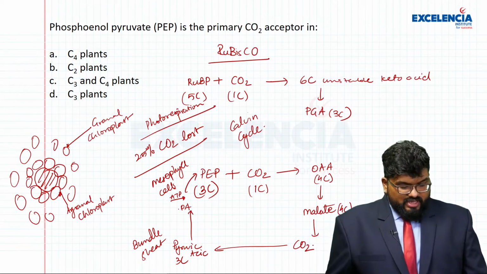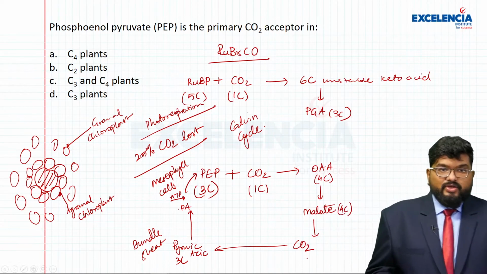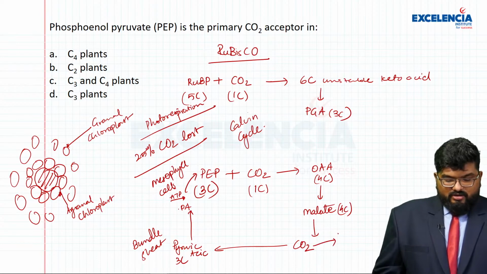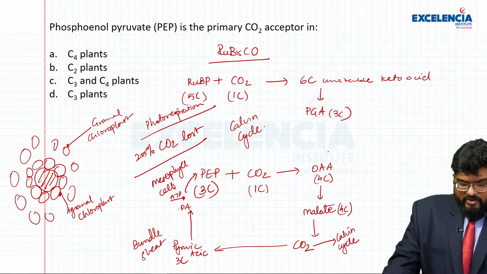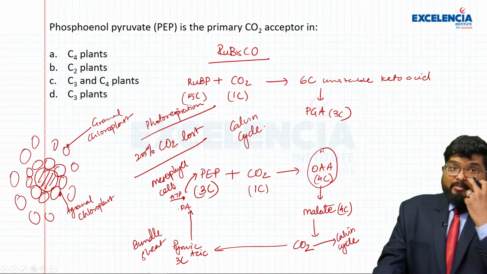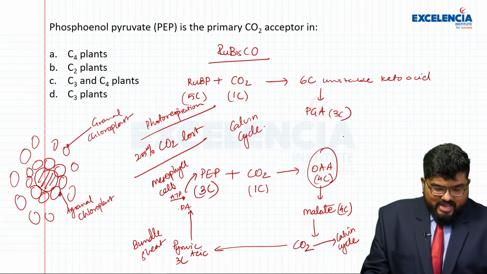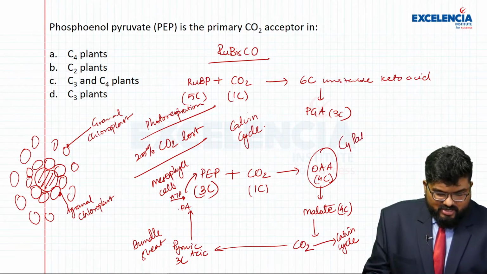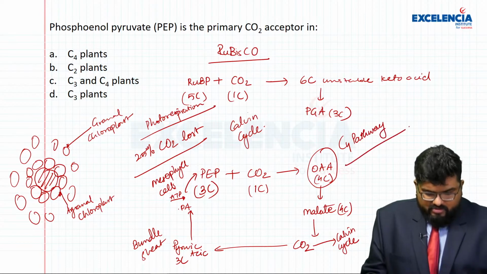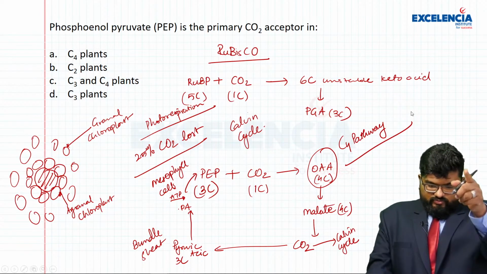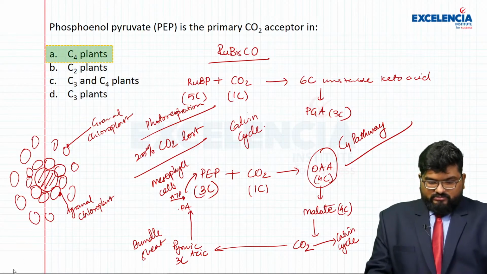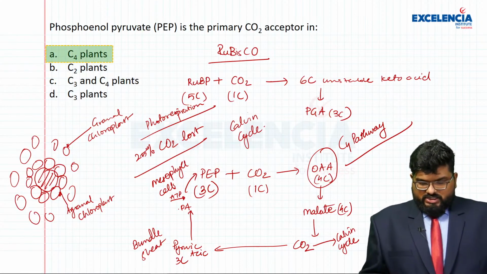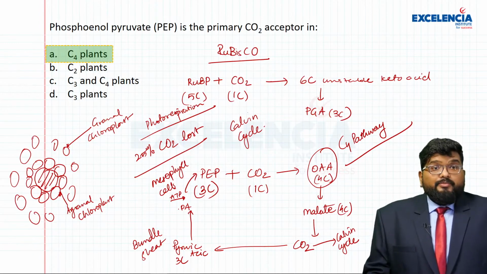This CO2 in the bundle sheath cells will now enter the Krebs cycle or C3 pathway. Got it? Now the first stable compound of this reaction is a 4-carbon compound, oxaloacetic acid. Hence this pathway is known as the C4 pathway. So phosphoenol pyruvate will be the primary CO2 acceptor in C4 plants. Got it?